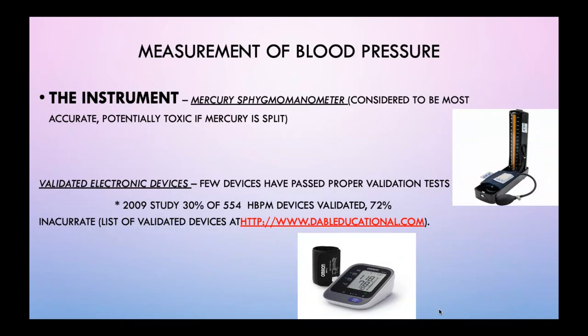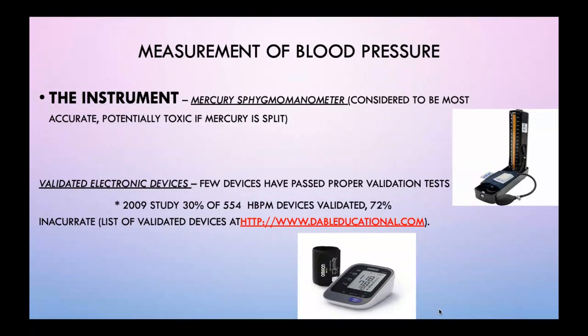When checking and managing patients with high blood pressure, it's good to do two things. Check the device that you'll be using to make sure that the readings you're recording are accurate, and check your procedure, make sure that you're measuring it properly. So with respect to the instruments, you have the manual mercury sphygmomanometer, which is considered to be the most accurate way of measuring the blood pressure. However, it can be potentially toxic if the mercury is spilled. And we have more commonly available now the electronic devices and the home blood pressure monitoring devices.